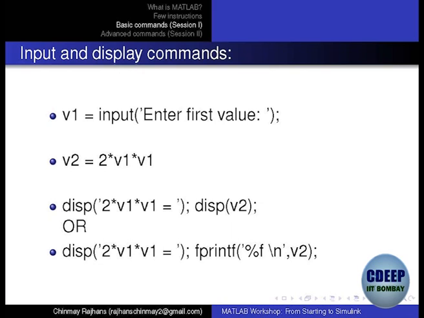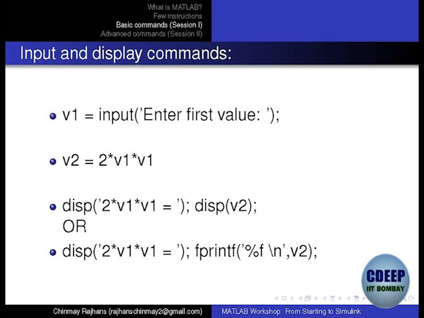There are multiple ways of displaying the values. One is you just remove the semicolon in front of v2, but you don't know which value it is printing. It won't print v2. It will just say answer equal to something. If I want to give a message also and print that value, you use the command called display, give a single quote, and in the quotes you give whatever message you want to print, and you can say display of my variable. So instead of v2, it will print the value.